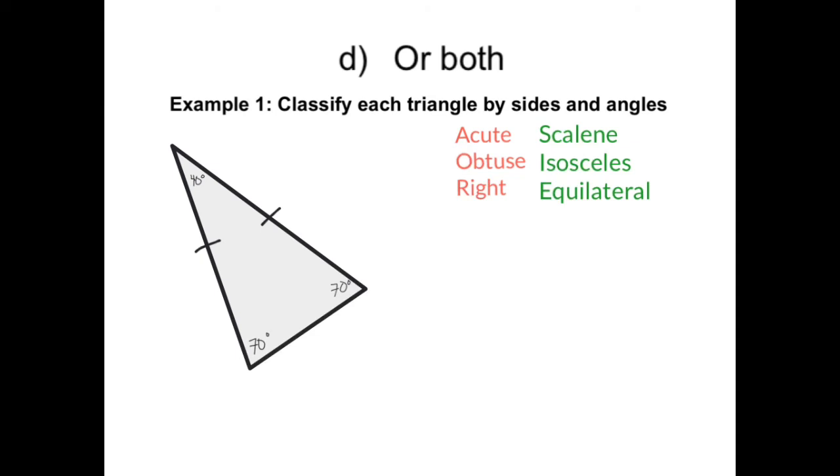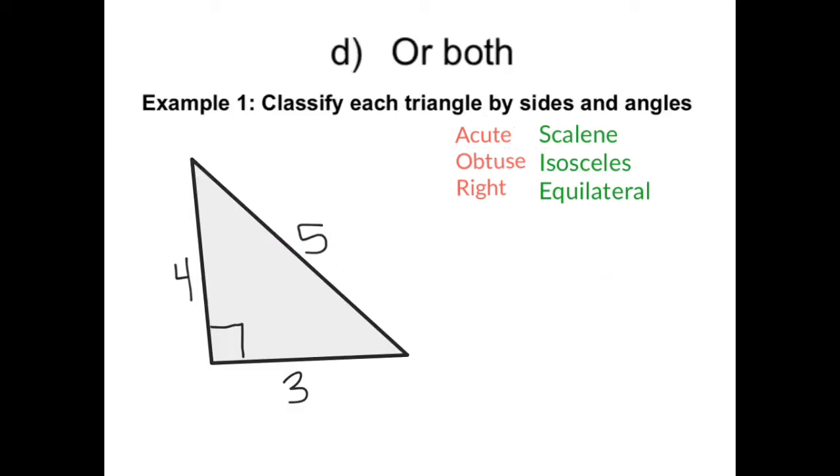Classifying this example by sides and angles, these are our choices. The red is our angle choices and the green is our sides. So if we look at our information here about the angles, we have 40 degrees, 70 degrees, and 70 degrees. Based on that, they're all acute angles. So we have acute, and then I have two sides that are congruent, which would make this isosceles. So our answer for classifying this is that this is an acute isosceles triangle.